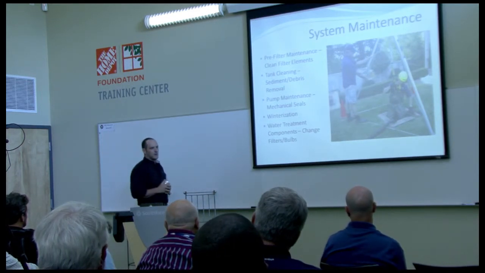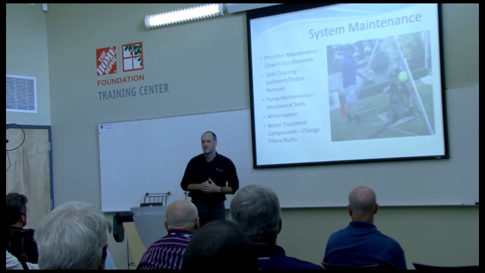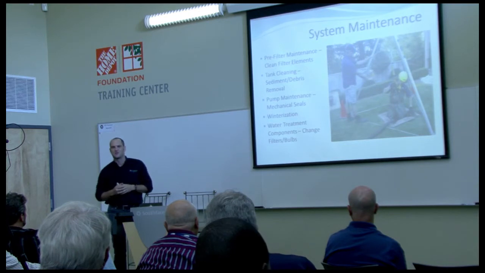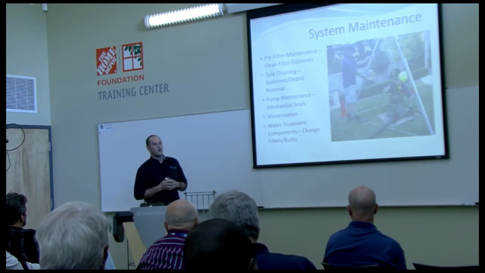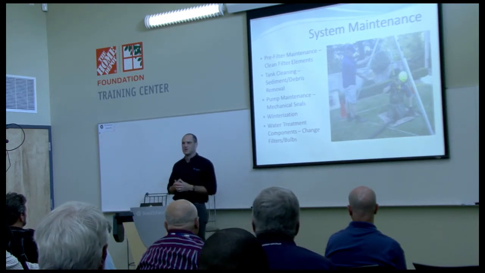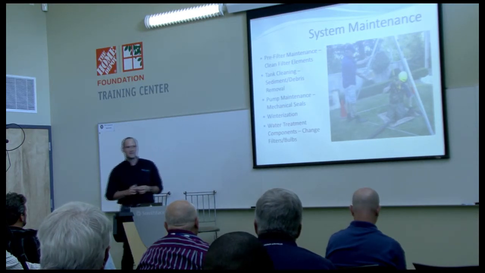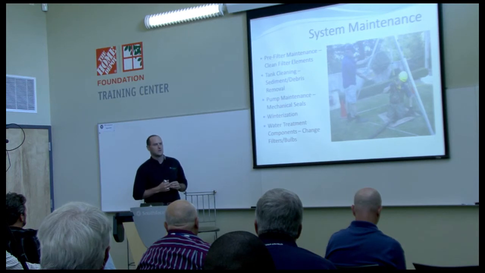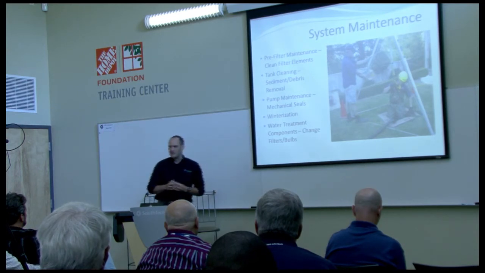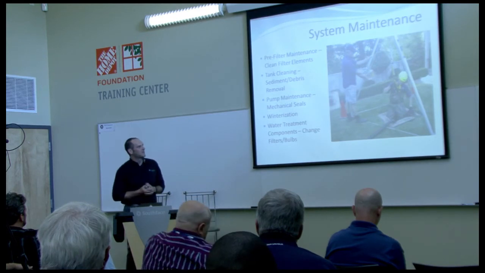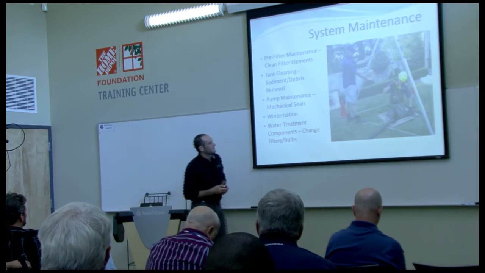And then water treatment. The water treatment components we talked about, the filters: if you're using the canister filters, you'll have to change those out when they get dirty. The UV bulbs, you would have to change out once a year. Most UV bulbs are designed to last about 10,000 hours, which is roughly 1 year of continual use. If you're doing a chlorine system, you'd have to add chlorine and monitor that chlorine. And that's basically what we're talking about with system maintenance.